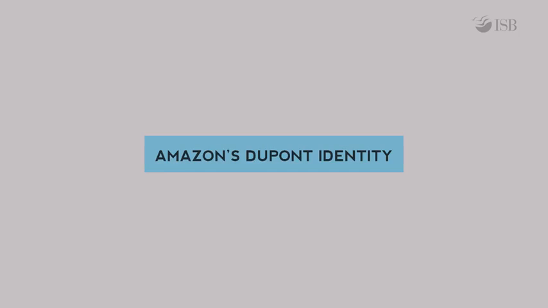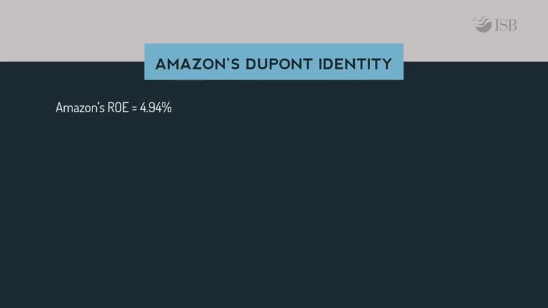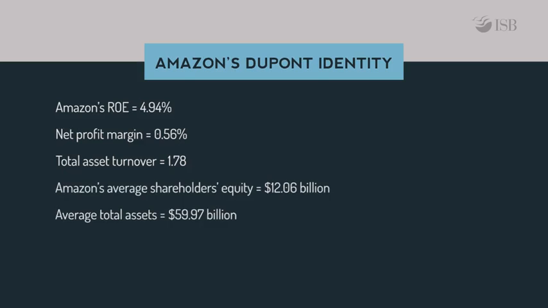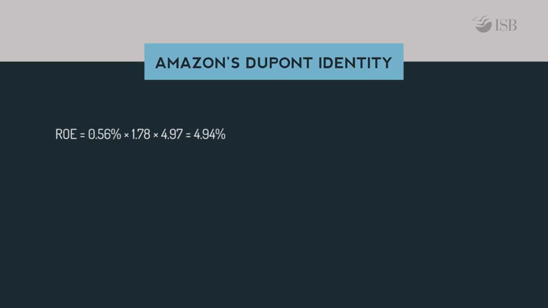Let's take a look at Amazon's ROE for 2015. Earlier, we calculated it to be 4.94% in 2015. Its net profit margin was 0.56% and its total asset turnover was 1.78. Amazon's average shareholders' equity and average total assets were $12.06 billion and $59.97 billion respectively. Dividing $59.97 billion by $12.06 billion gives us Amazon's equity multiplier to be 4.97. You can verify that multiplying the net profit margin of 0.56%, the total asset turnover of 1.78, and the equity multiplier of 4.97 gives us the ROE of 4.94%.